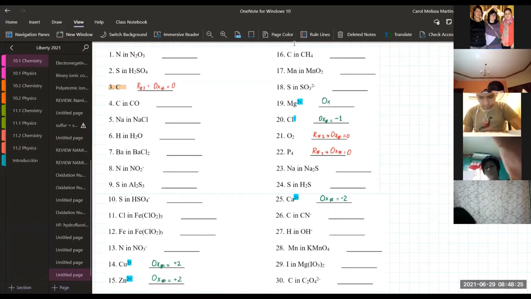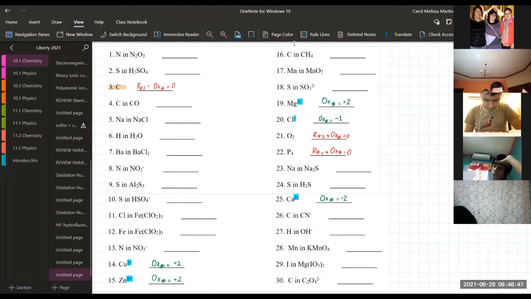+2. Exactly. So when the charge is specified, you just need to write it down. Now, I'm going to identify in a different color, yellow, the polyatomic ions.